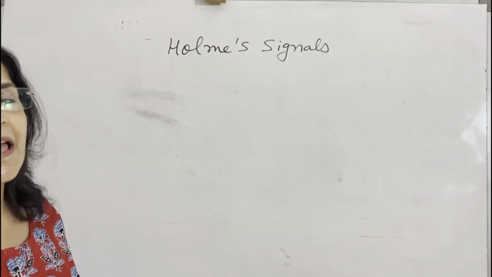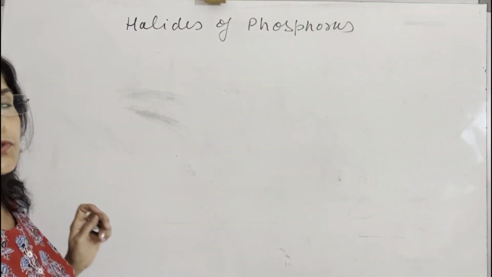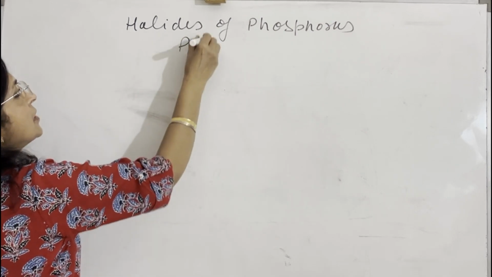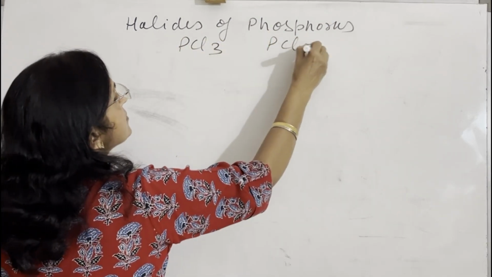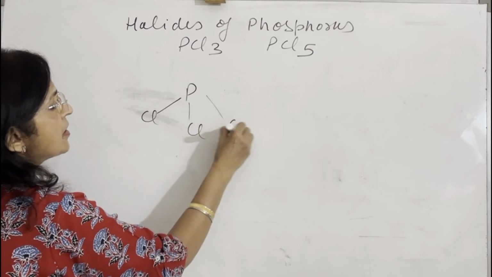Now we will discuss halides of phosphorus. Phosphorus forms two types of halides, trihalides and pentahalides. Phosphorus trichloride has pyramidal shape.